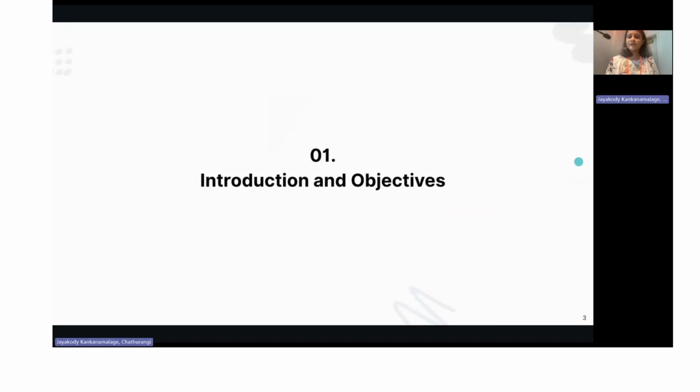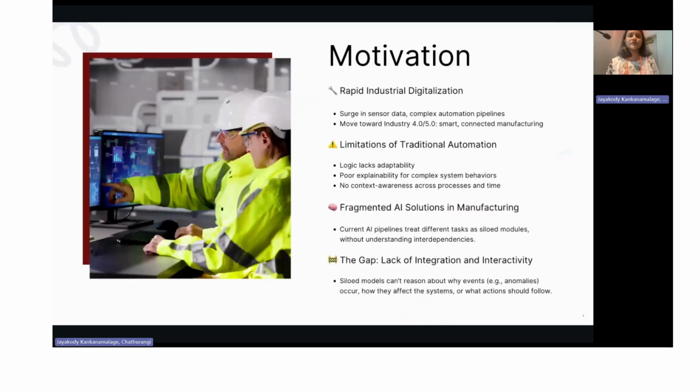Yeah, so to begin with, let's start with the first session on introduction and explaining the objectives of this tutorial. So let's begin by understanding the driving forces behind this work. Currently, we are witnessing rapid industrial digitalization. So the modern manufacturing field is now flooded with high-frequency sensor data and increasingly complex automation pipelines. With the move toward Industry 4.0 and 5.0, factories have become more connected, intelligent, and autonomous.